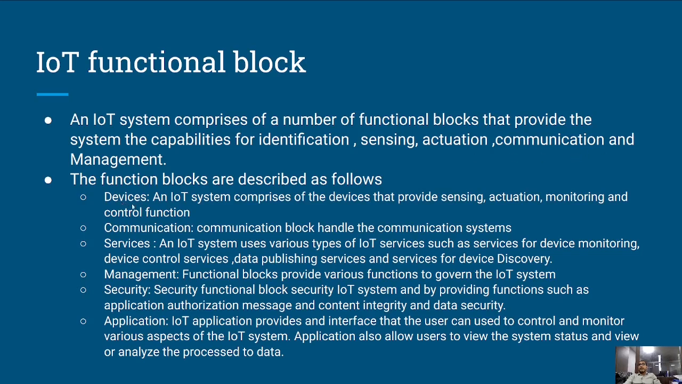So we have the device function group. An IoT system comprises devices that provide sensing, actuation, monitoring, and control. So you have the microcontroller device or the microprocessor device that you are using, and the sensors that are part of this functional group. Then the communication functional group is there, and its job is to handle the communication. It has all the communication protocols, and it also has all the communication APIs that we will be discussing shortly.